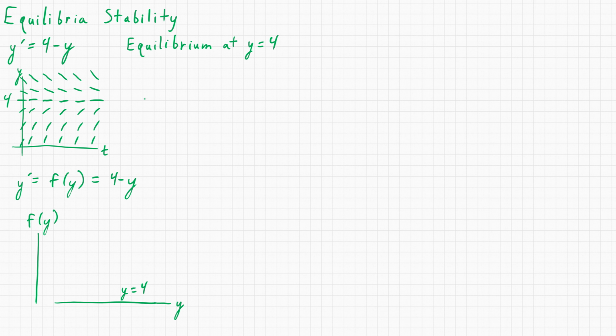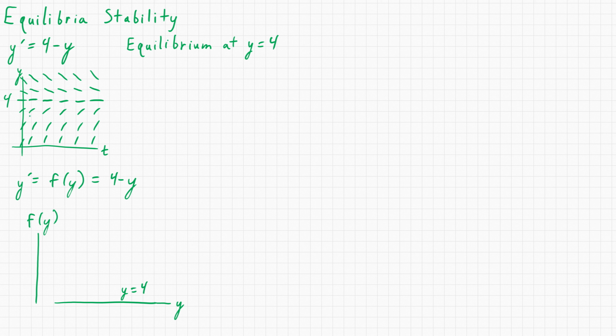So the first way we can determine the stability is to plot a direction field. And so right, if we're at 4, we're going to have flat horizontal lines because the derivative is 0. But if we're at, let's say, y equals 5, a little bit above 4, we're going to have negative slope. It's going to be pointing down. And if we go to y equals 6, it's going to be negative 2 slope. It's going to be even steeper, and it's going to be pointing down still.